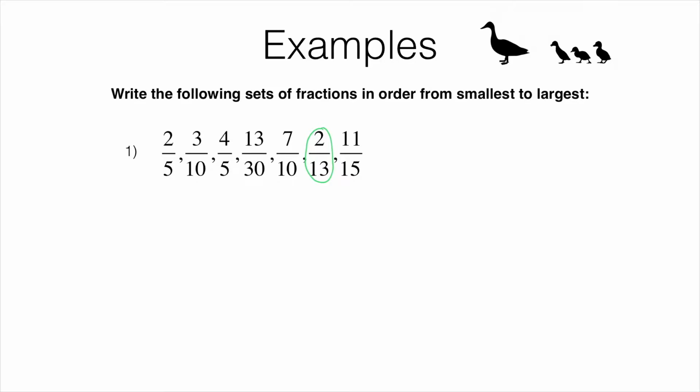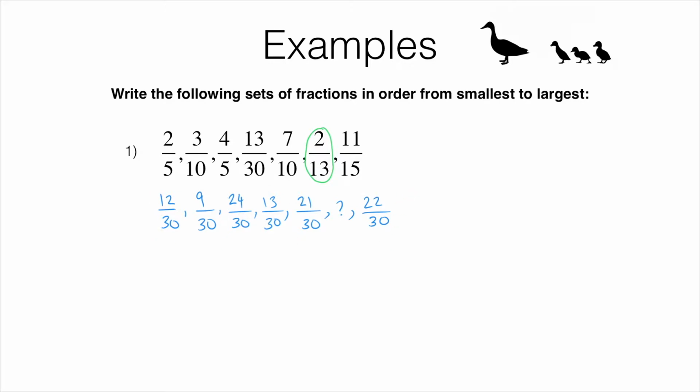Let's start with 2/5. To get a denominator of 30, I need to multiply the numerator and denominator by 6. That's going to give me 12/30ths. 3/10 is going to be 9/30ths. 4/5 is going to be 24/30ths. 13/30ths is still 13/30ths. 7/10 is going to be 21/30ths. We're going to leave out 2/13ths for a second, and 11/15ths is going to be 22/30.